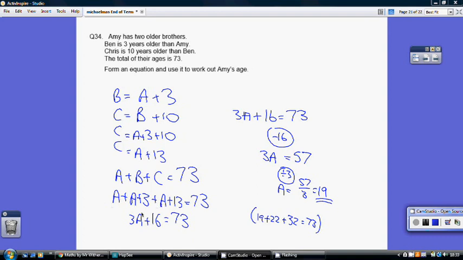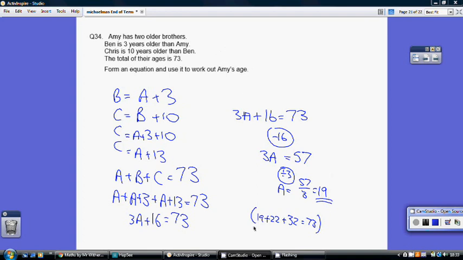A plus A plus A is 3A, 3 and 13 is 16. So I've got 3A plus 16 equals 73. So we can just solve this. Take away 16 from both sides, then divide both sides by 3. We get A being 57 over 3, which is 19. So Amy's age is 19.